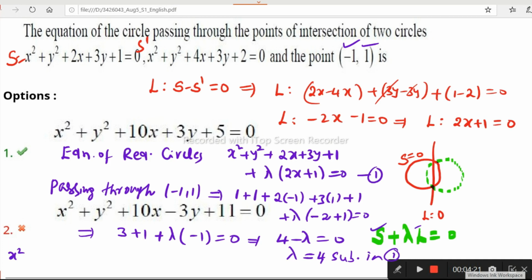Substitute in S. So in place of lambda you can substitute here. That is x square plus y square plus 2x plus 3y plus 1, plus lambda, which we got as 4, 4 into 2x plus 1 is equal to 0. Again further simplification: x square plus y square plus 2x plus 8x is 10x, plus 3y plus 1 plus 4 is 5, equal to 0. Okay, this is our required equation of circle. What is that? x square plus y square plus 10x plus 3y plus 5. Yes, it is given clearly as the first option, right?